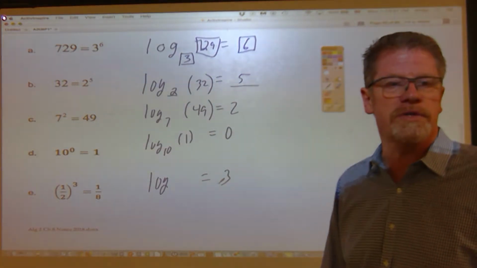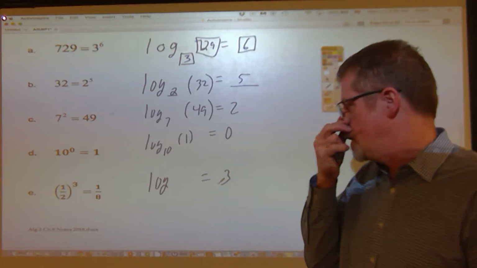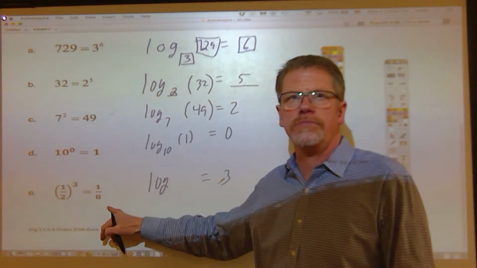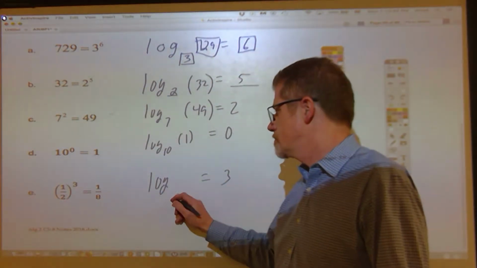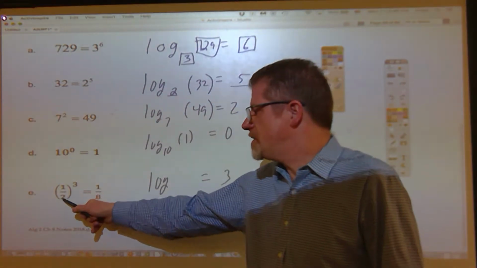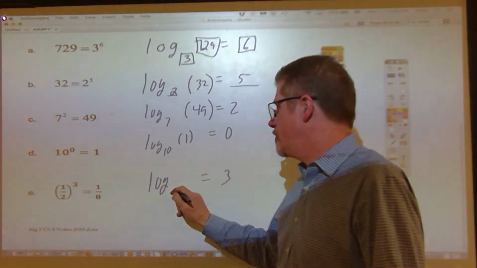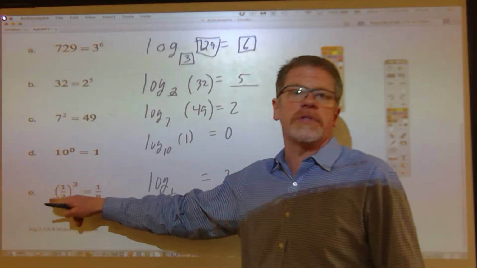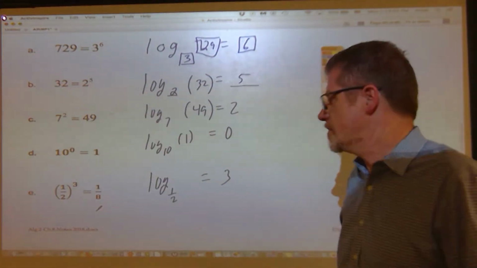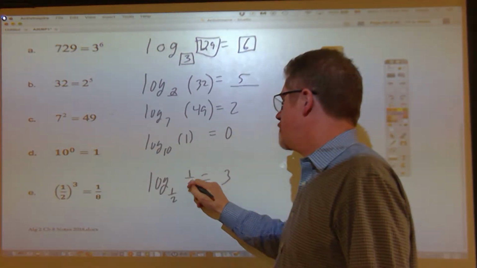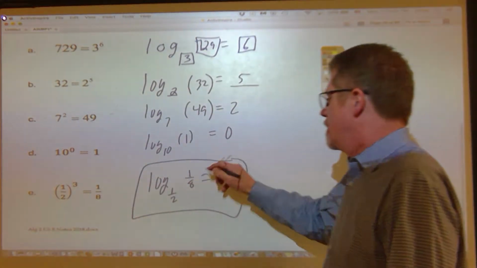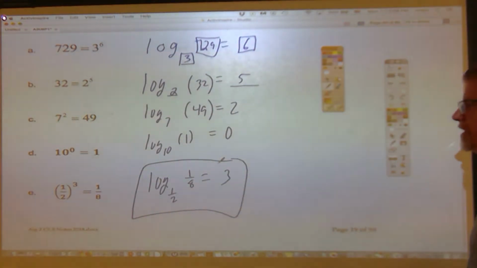Let's go to Daniel for this one. Daniel, what's the base of this equation? 1/2. 1/8. No, the base is always right next to the exponent. 1/2. So this is the base, that's the exponent. The base and the exponent are always right next to each other. So the only other number that we could possibly put in there is 1/8. So we've got log base 1/2 of 1/8 is 3.